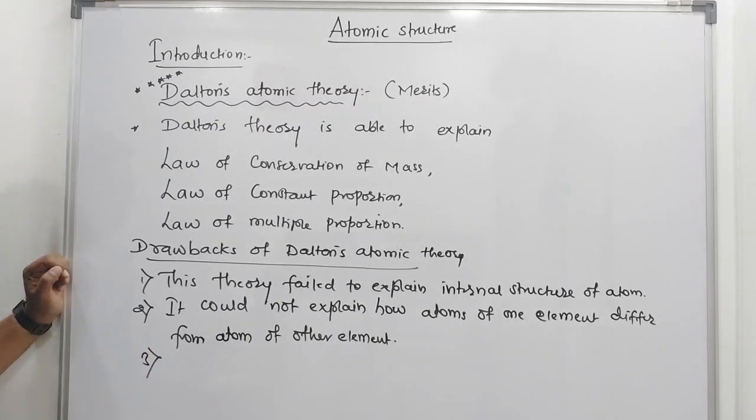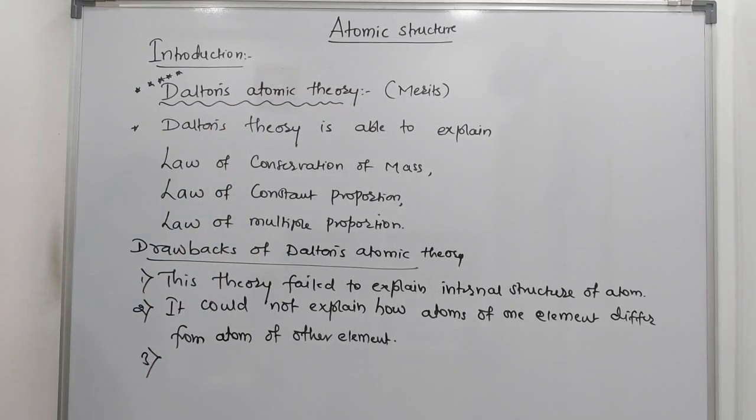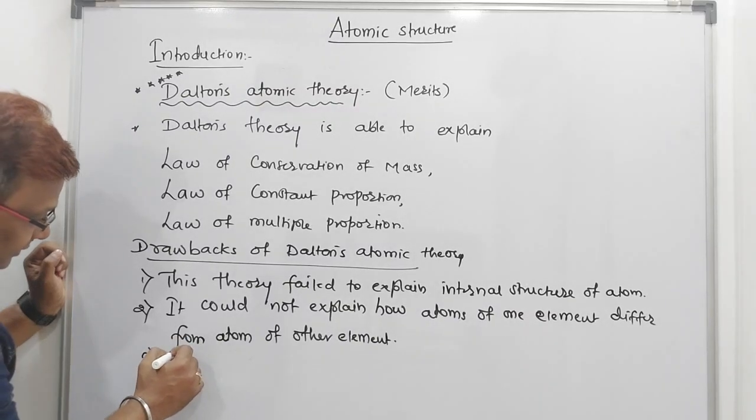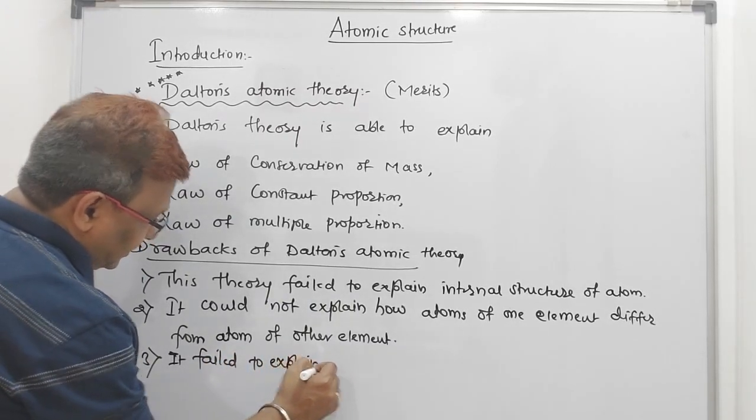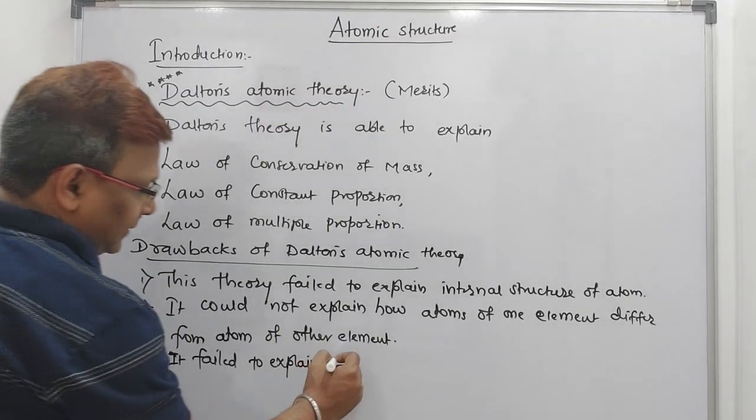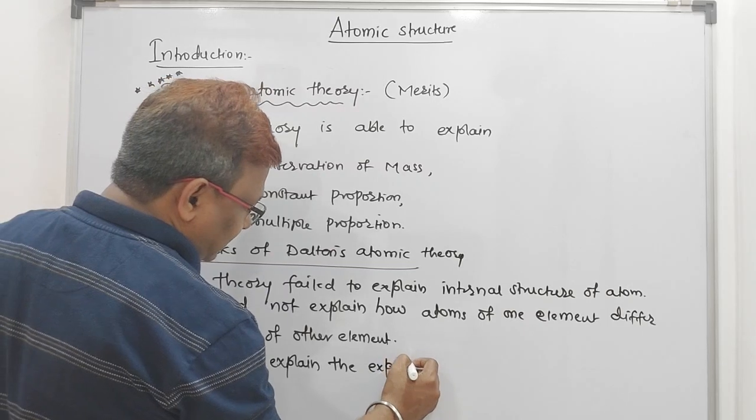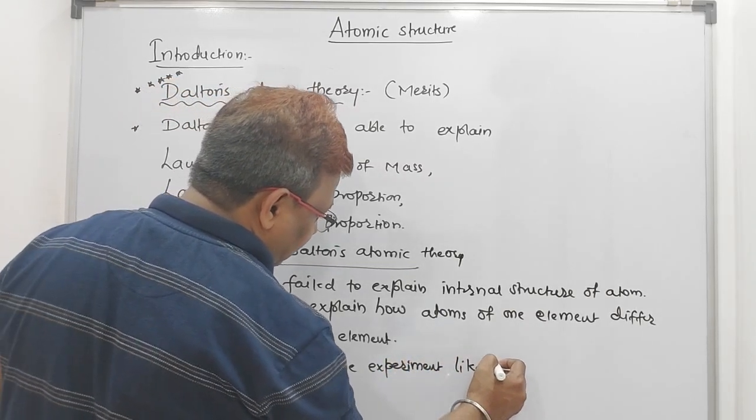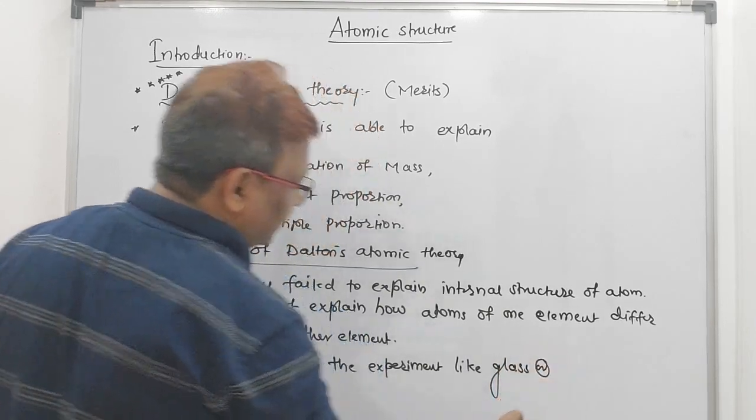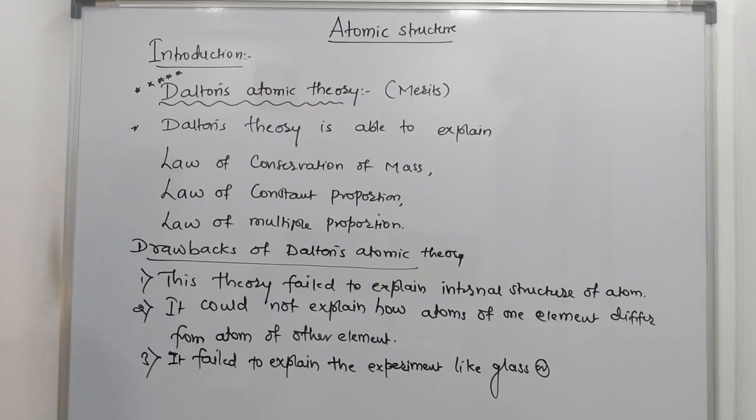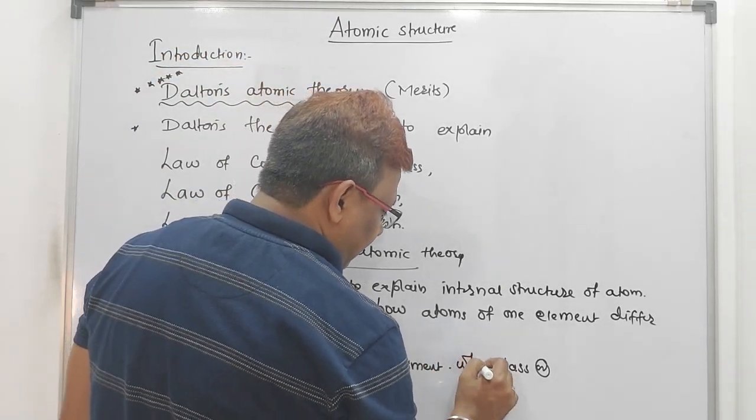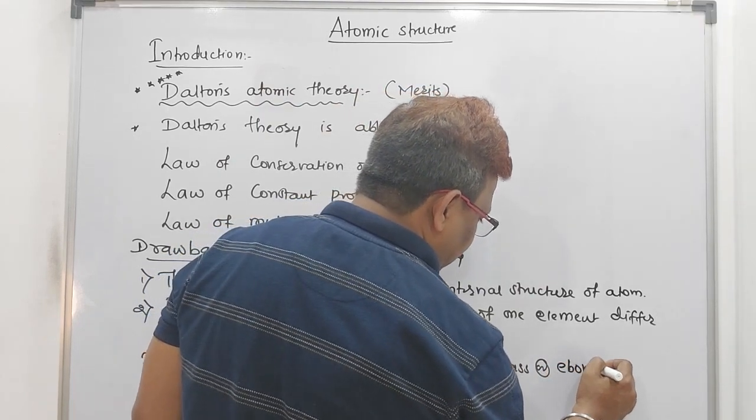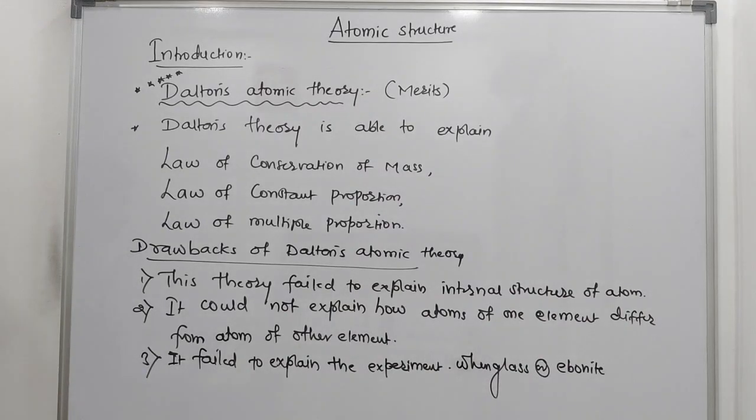Again, the third important point: Dalton's atomic theory also failed to explain the experiments where glass or ebonite rubbed with silk or fur generates electricity. I think we learned this in 10th class, beta. Glass or ebonite rubbed with silk or fur.